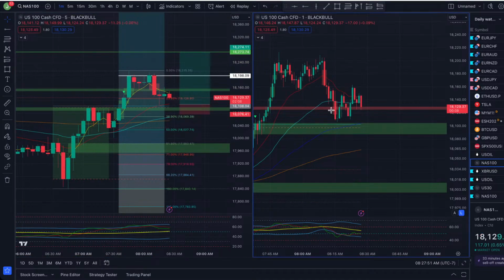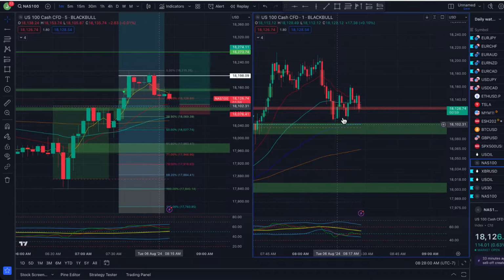Remember, the indicator is painting out fair value gaps for you. We want to see one being formed to the right of this line right here. A bullish fair value gap, I should say.